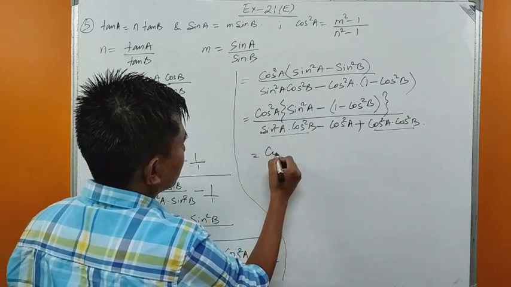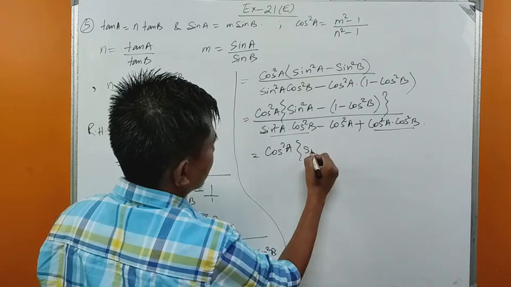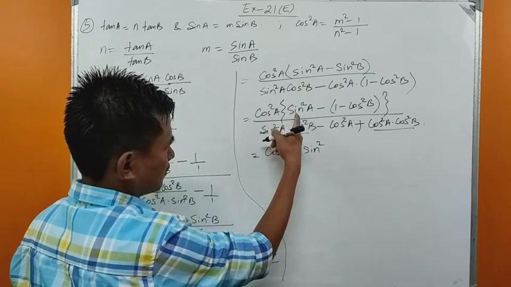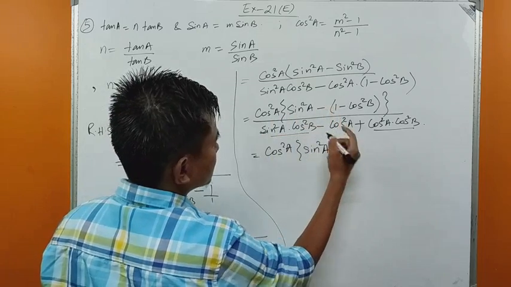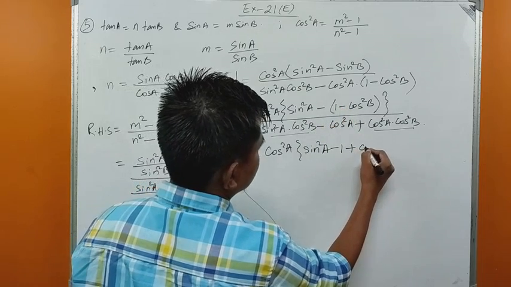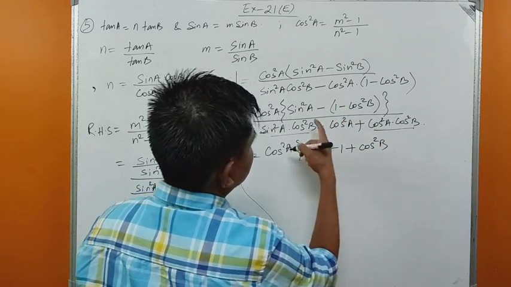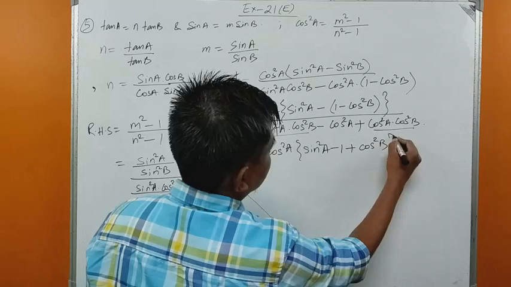In the numerator we have cos square A into sin square A, minus into plus, minus 1, minus into minus, plus cos square B.